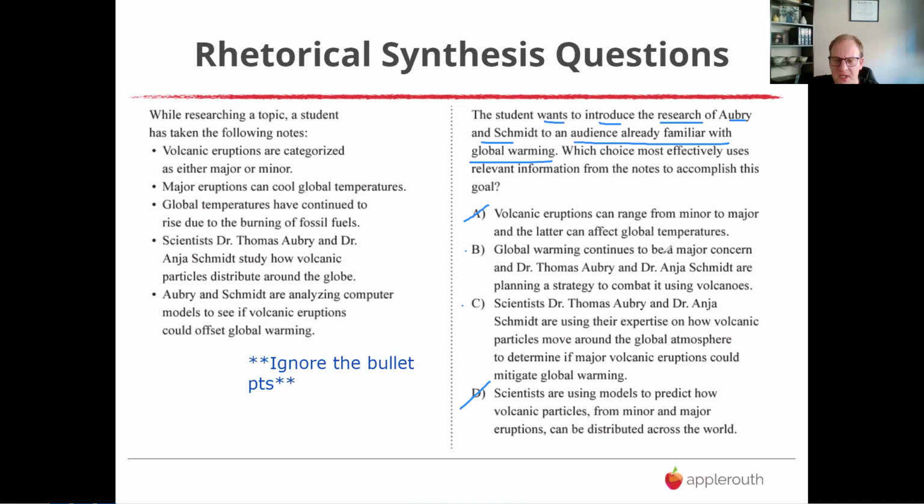B says global warming continues to be a major concern and they're planning a strategy to combat it. Well, not terrible. I think that it's not very specific, so I'd maybe want a better answer. And then C, well, mitigate global warming, meaning make it better, really says what they're doing in their process. And so C is a much, much stronger answer. We never needed to look here. On the very hardest synthesis questions, you might. So if you're down to 2 answers you don't know, then look over here and you can evaluate that way.